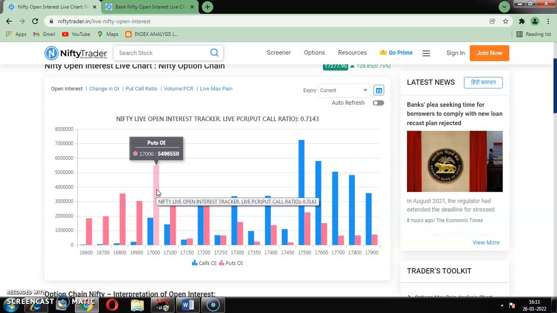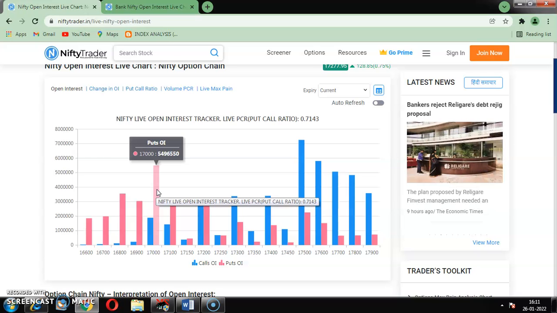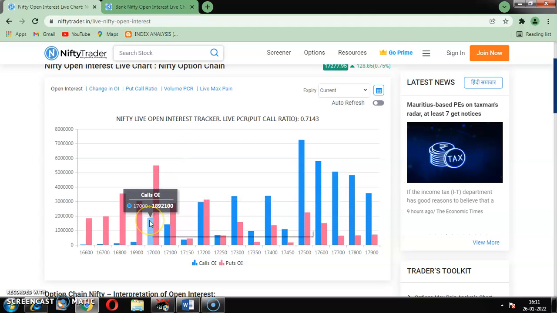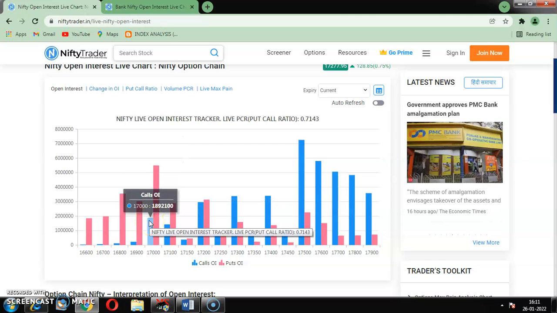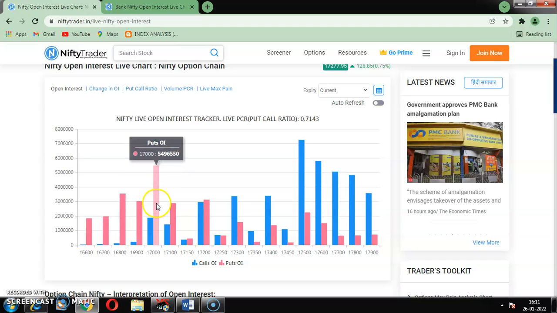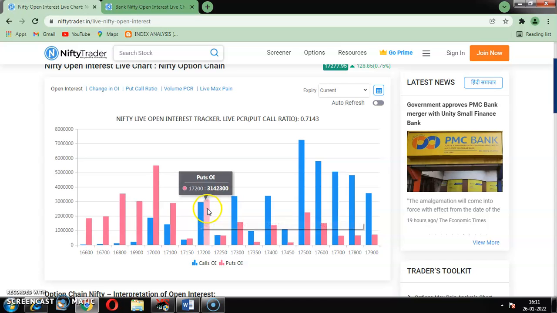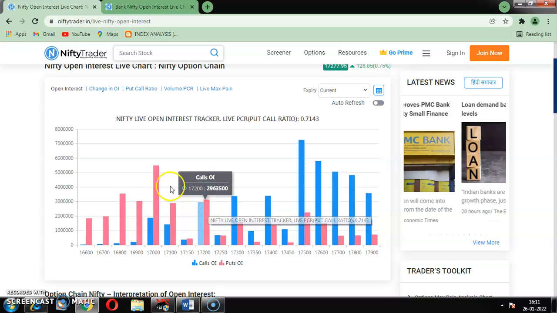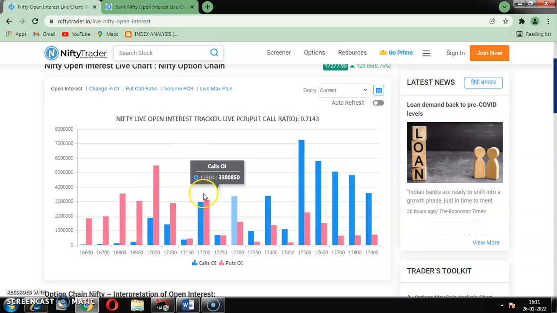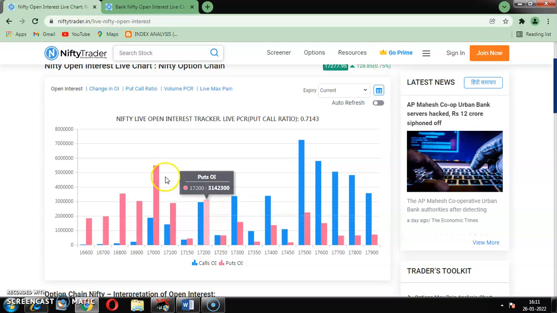54,96,550. This is actually open interest, right? More open interest is here, compared to the call, which has lower open interest. So here the put writing is more than the call writing, and here also the put writing is more than the call writing. So we can say 17,200 is a strong support, and the very next support is 17,000. So support would be 17,200 to 17,000.